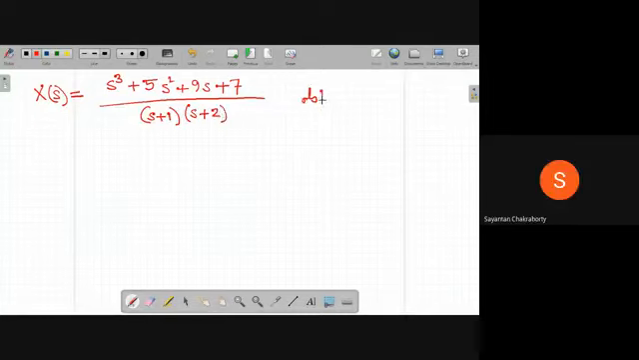Then obtain x(t). Can you solve this? How to solve this?